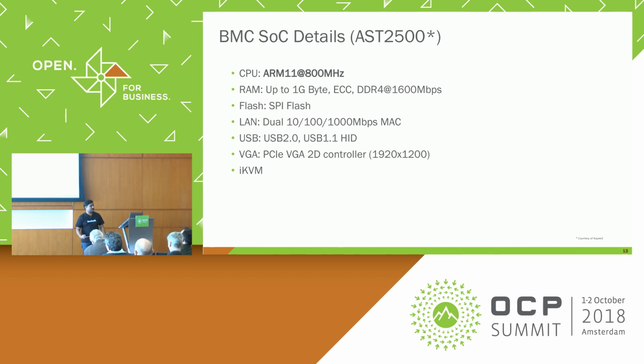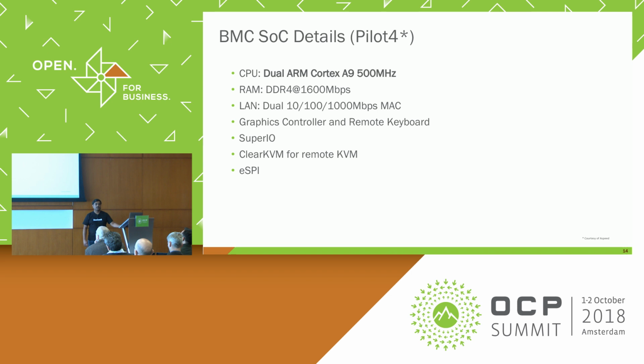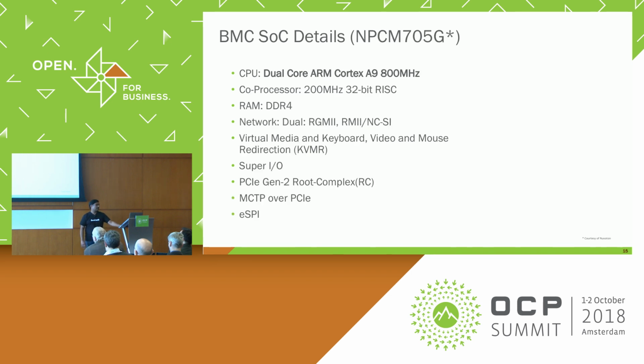But now if we take the recent system on chips for BMCs, I'll show a couple of examples so you can see the capability. This is a speed which is pretty standard in data center BMCs. It has an 800 megahertz ARM core. Let's take another look at the Pilot 4 series. It has a dual core A9 at 500 megahertz. One more, which is Nuvoton's. It has a dual core A9 at 800 megahertz. If you take a look at a decade or two decades back, even my laptop doesn't run this kind of speed, this kind of specs. So it's a pretty powerful BMC.